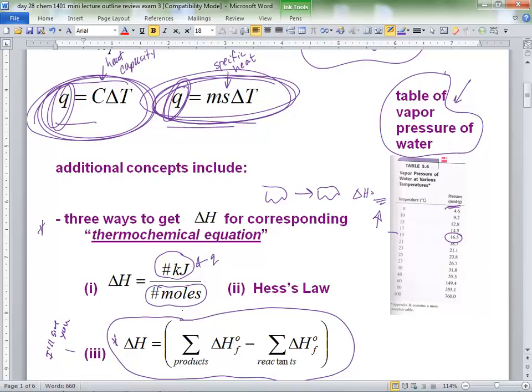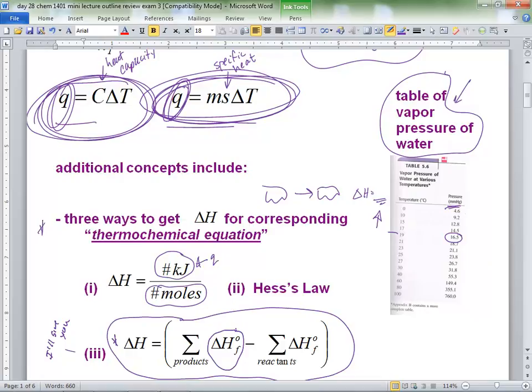Not the heat capacity. What was this called? Standard enthalpy of formation. They had to give you the standard enthalpy of formation for every single compound in that reaction. And then you add them all up for the products, subtract them out for the reactants, and you're done. They have to give you all the standard enthalpy of formation, kilojoules per mole, for every single compound.